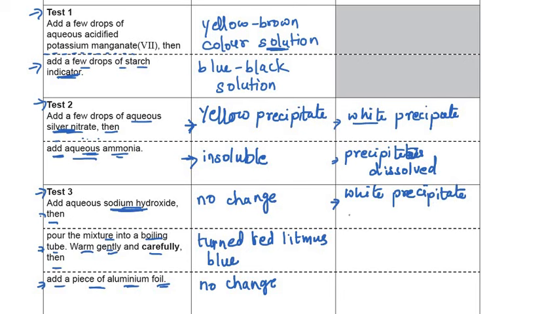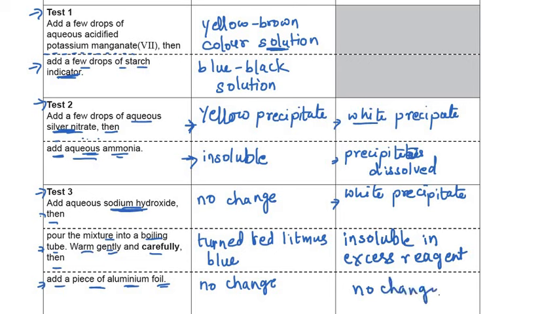So to check the solubility, we are adding excess NaOH. We need to write its solubility in excess reagent, that is excess NaOH. It was observed that the precipitate is insoluble. So just write insoluble in excess reagent, or we can just write insoluble, that is also acceptable. And in the next stage, it was observed that there was no change on adding aluminium, so write just no change. This is how test 3 is performed.